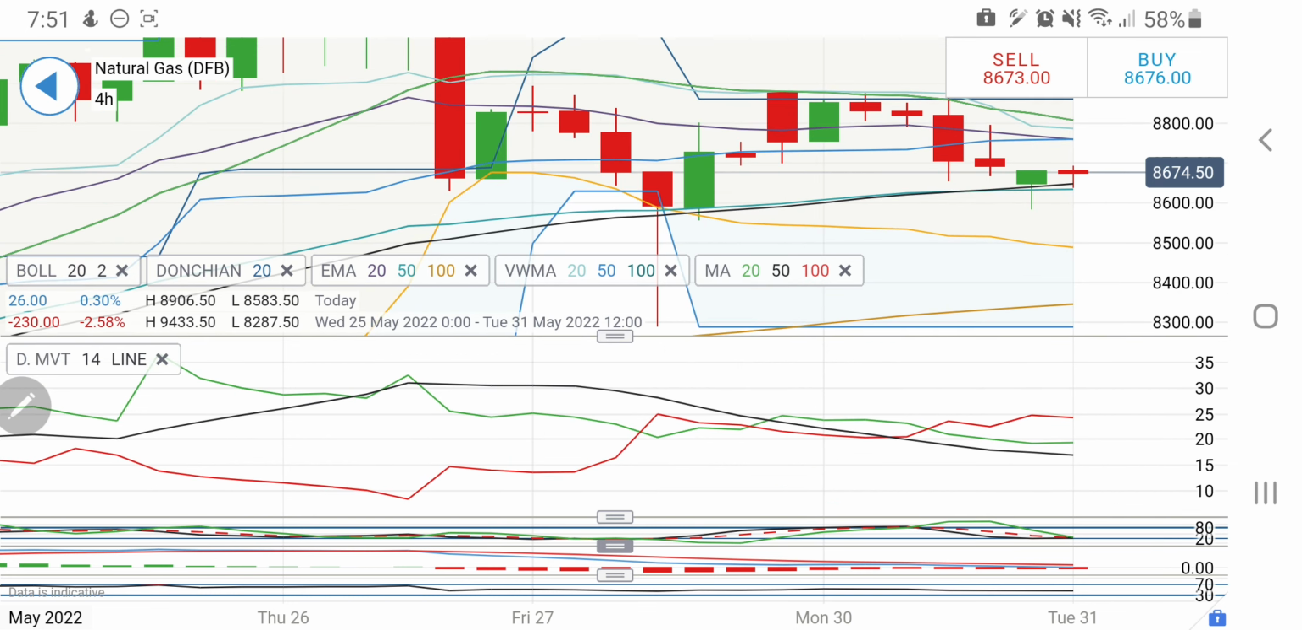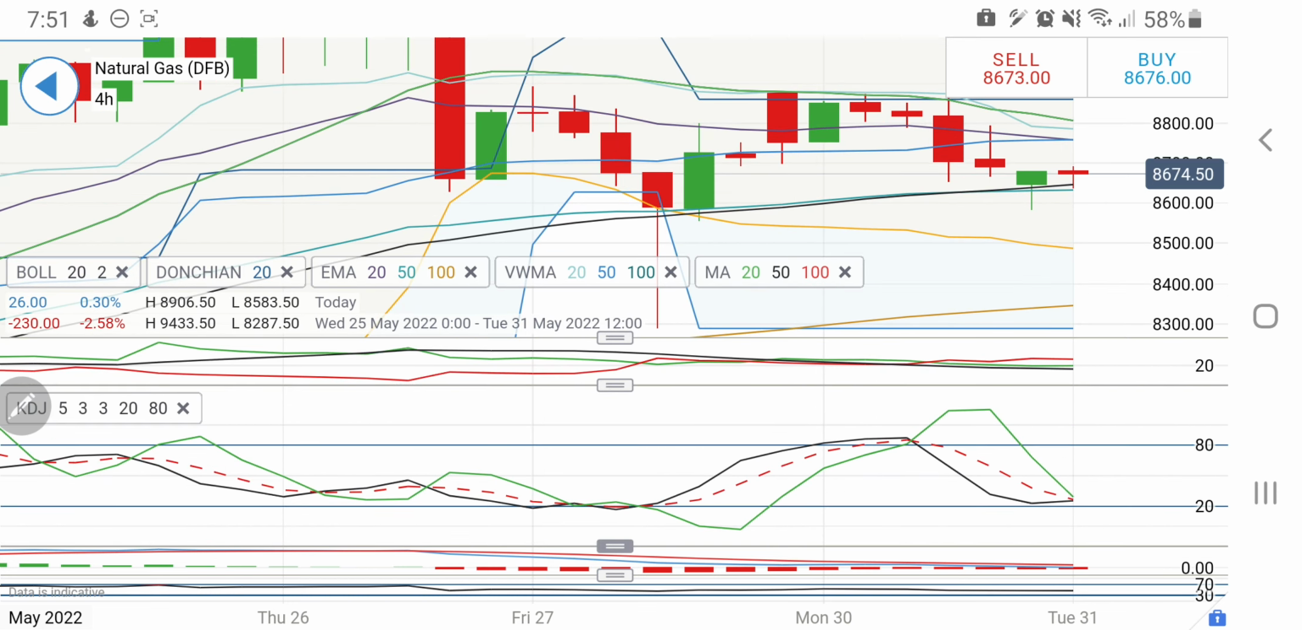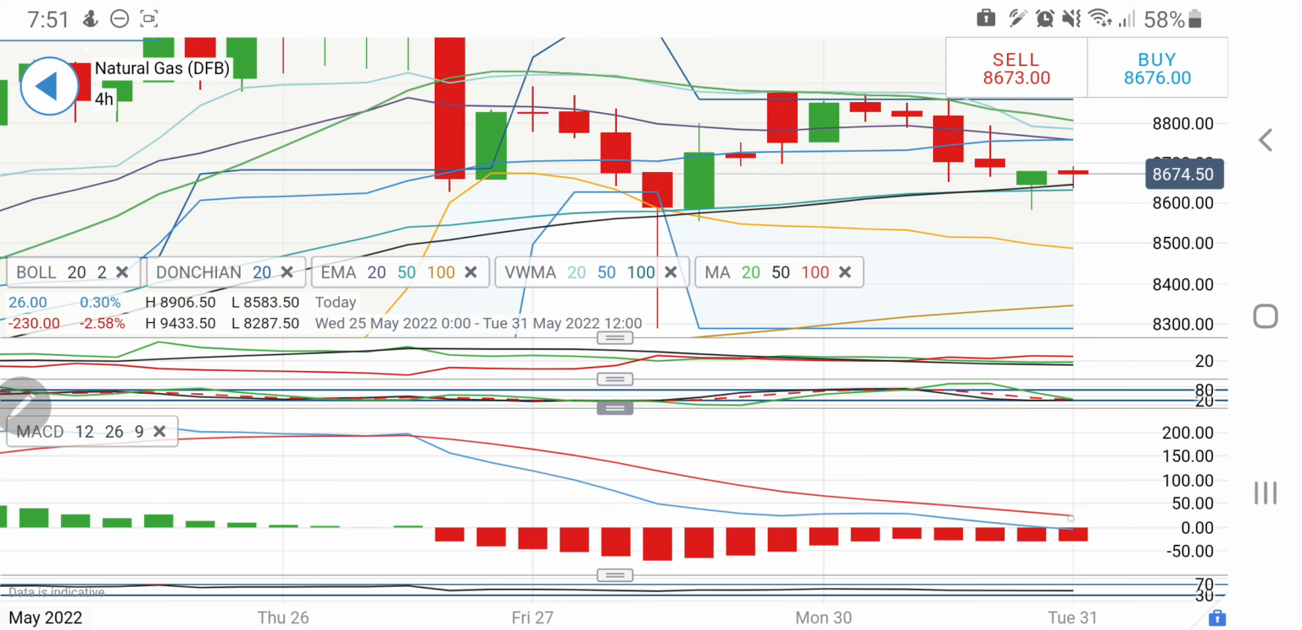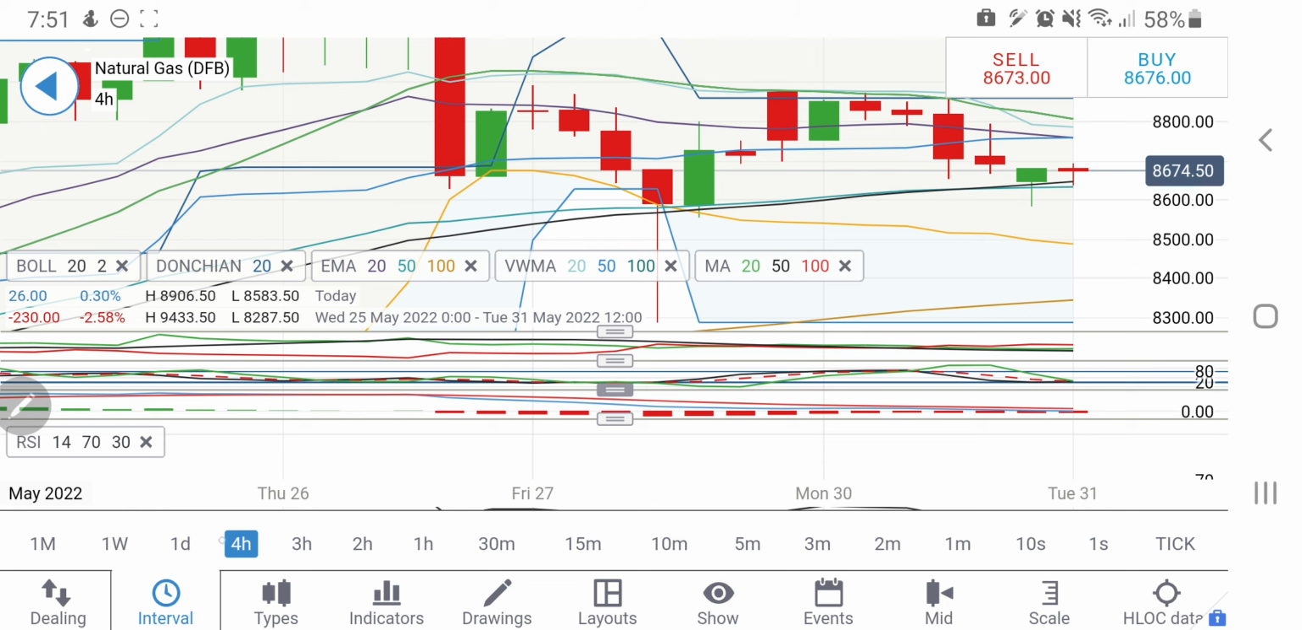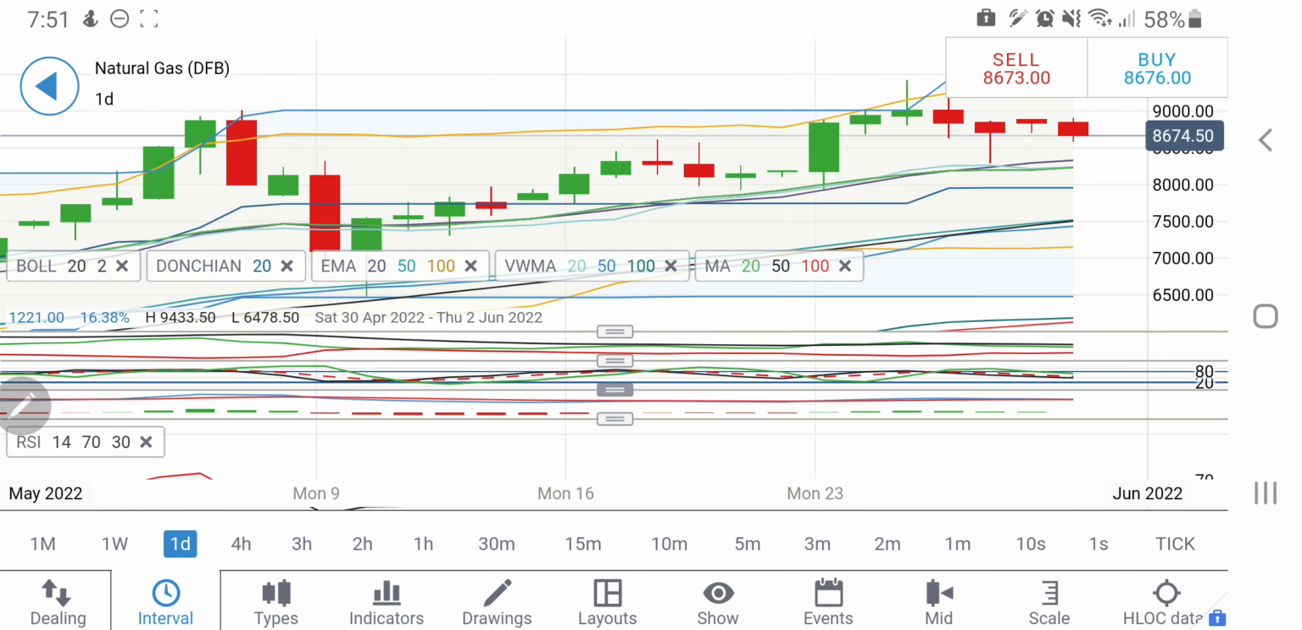The directional movement is still bearish here on the 4-hour charts, and the stochastic is trying to cross over for a bullish move. The MACD is still on sell, it is divergent here, and the RSI is trading flat without any bias there.